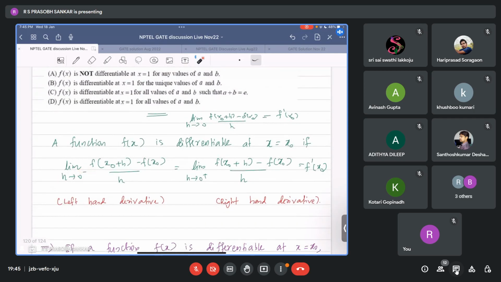Now, in this derivative, if you see here, this 0 minus means we are coming from the left side, and 0 plus means we are coming from the right side. So, whatever we have here is known as the left hand derivative, and whatever we have here is known as the right hand derivative. And if a function is differentiable, the left hand derivative and right hand derivative should be exactly the same.